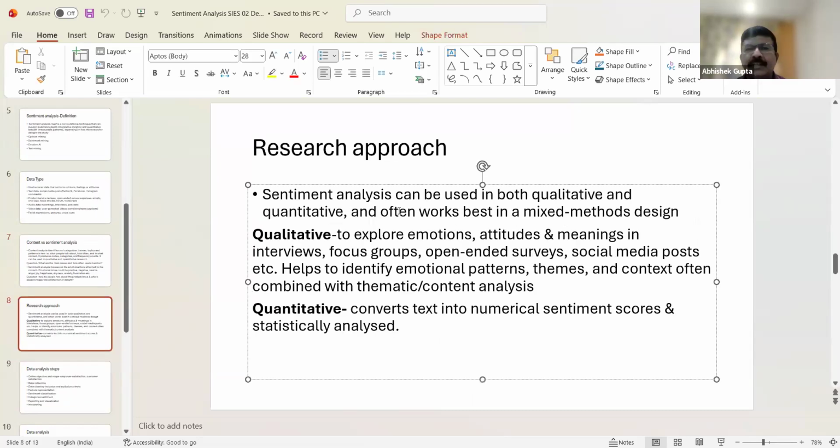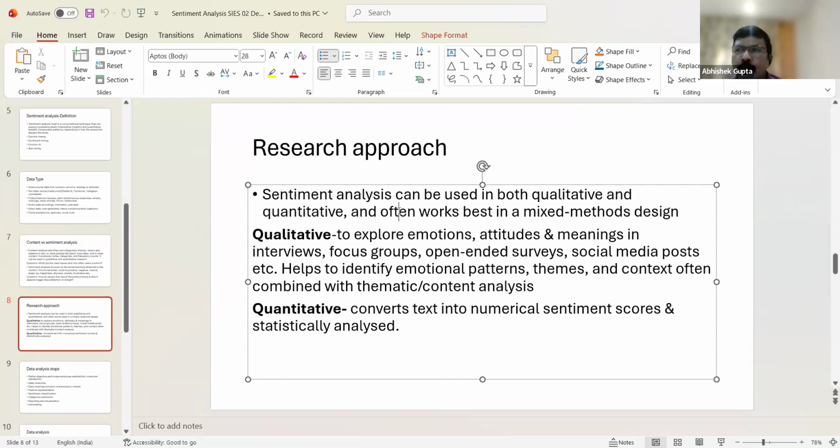I've already mentioned that sentiment analysis can be used both qualitatively and quantitatively, but often works best in a mixed method design. When we use a qualitative approach, we are more concerned about finding out the emotions. We are not concerned about the occurrences of all those words, but about how those words occur and how the researcher can interpret them using the context.